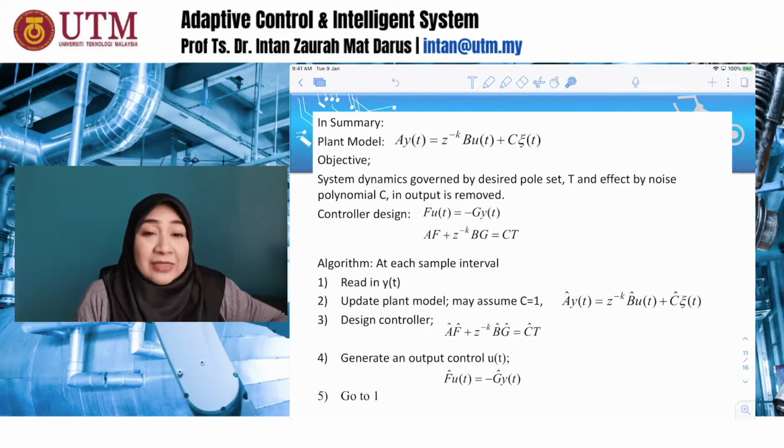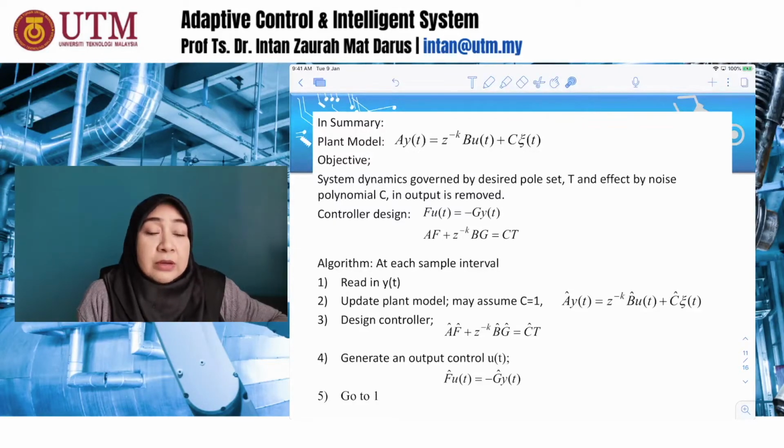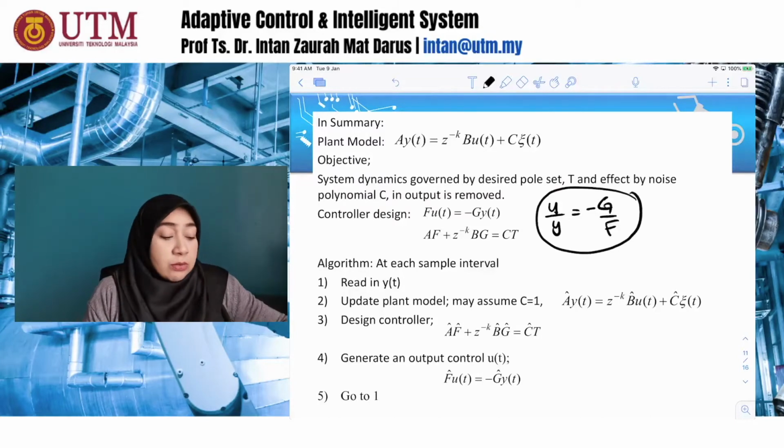Okay, so with that, your designed controller has to be shown. Just now we derived that your designed controller is g over f. So if you put it into the equation, it becomes f multiplied by ut is equal to g multiplied by yt. Okay, so this is actually coming from the equation of your ut, u divided by y is equal to the transformation of negative g over f. So this is actually your controller just now, right?